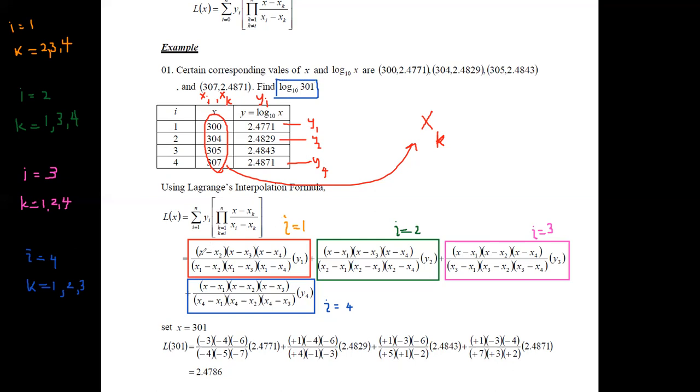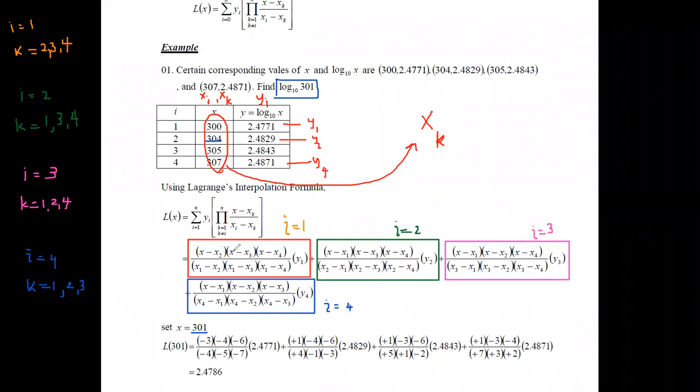Therefore, now we are setting the value of x equals 301. Once you do the appropriate substitution, it gives you this set of values. If I take the first part as the example, x minus x2: now x is set as 301, x2 is equal to 304. Then 301 minus 304 gives you the value as minus 3.